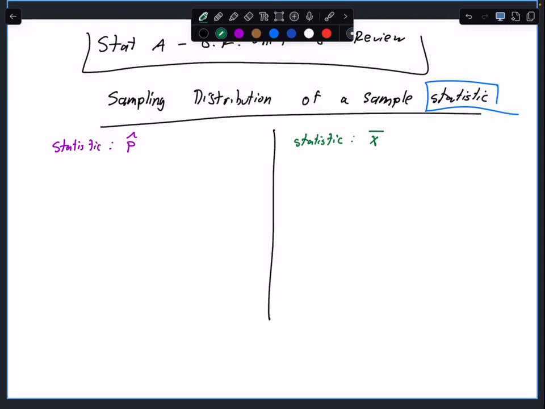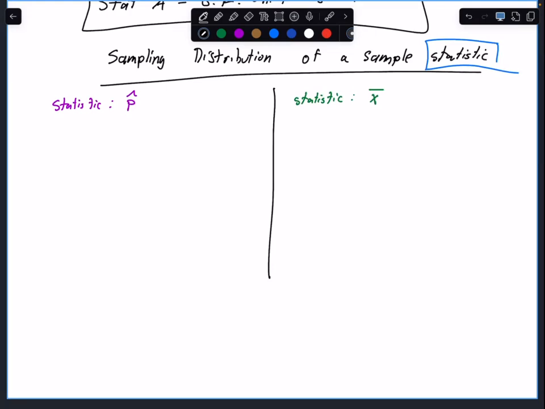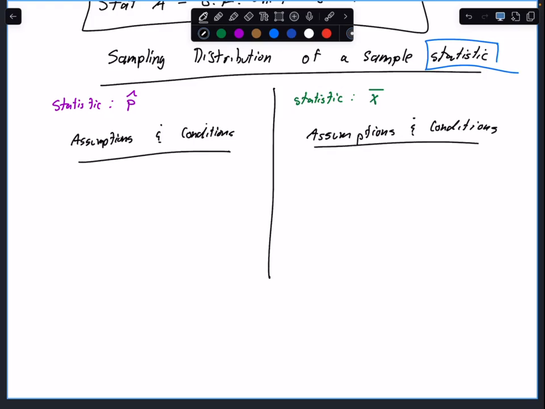So overall, most of it is very much the same. We're sampling from a population, and we need to understand that there are, first off, certain assumptions and conditions that we want to check. We're going to do them side by side so that you can see how similar they are. And the assumptions and conditions are S-I-N, which is the same thing over here, S-I and N.